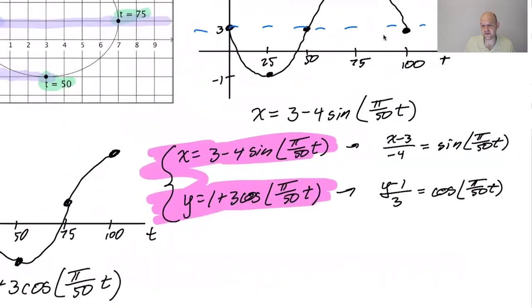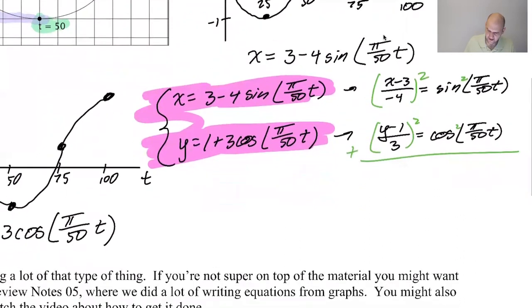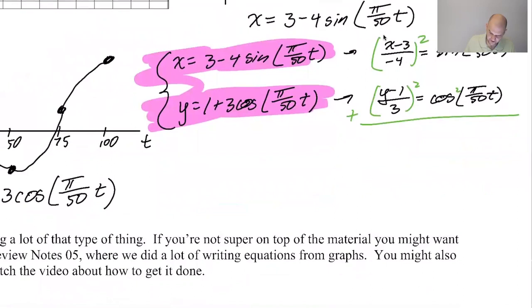Now what we do is we're going to square both sides of everything. So we're going to go squared, squared, squared, squared. Then we're going to add down. And when I do that, I'm going to end up with, if I square x minus 3, I get x minus 3 squared over -4 squared, which is 16, plus quantity y minus 1 squared over 3 squared, which is 9. Sine squared plus cosine squared of the same thing is 1.